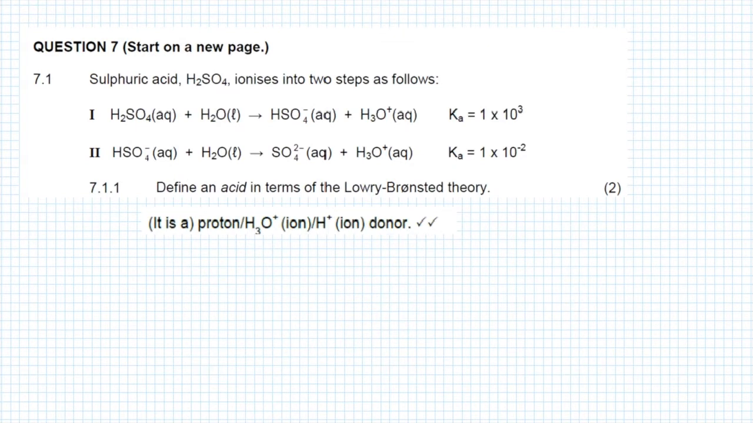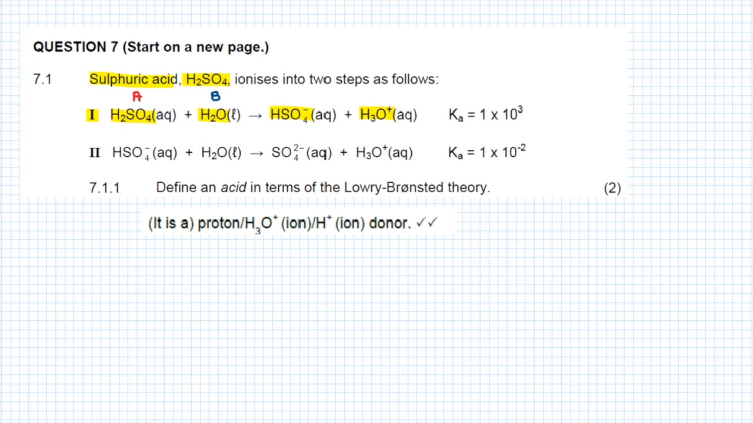Question 7.1 says, sulfuric acid H2SO4 ionizes in 2 steps as follows. Number 1, we have that the sulfuric acid will react with water in order to form the hydrogen sulfate ion and the hydronium ion. If we look at this reaction, we see that the sulfuric acid behaves as an acid because it is one. The water acts as a base. An acid is a proton donor, a base is a proton acceptor.